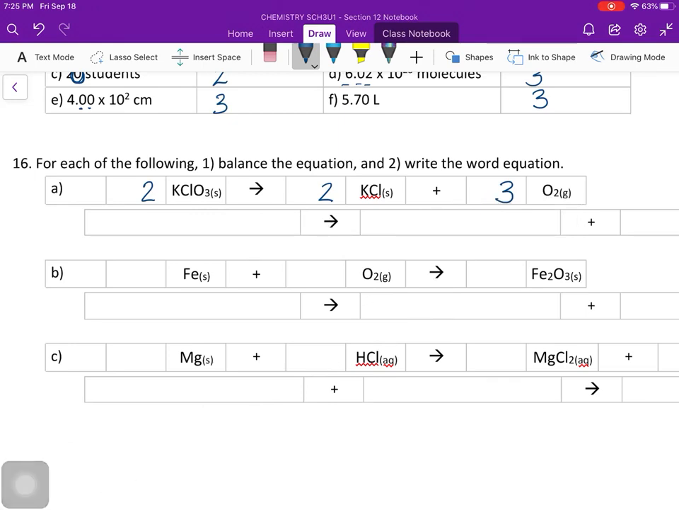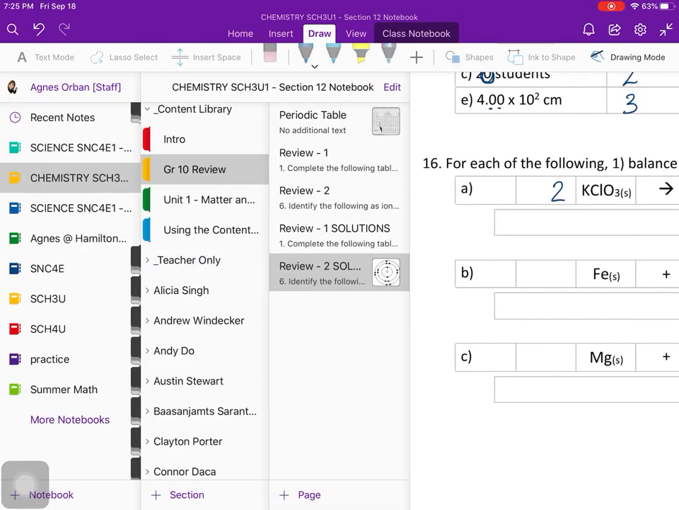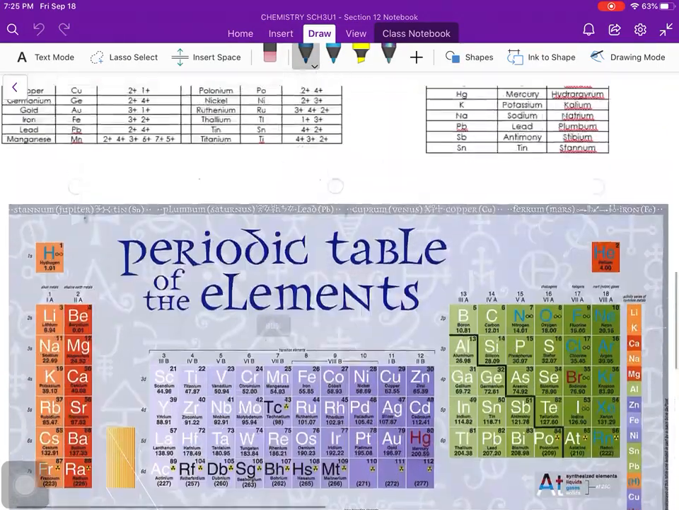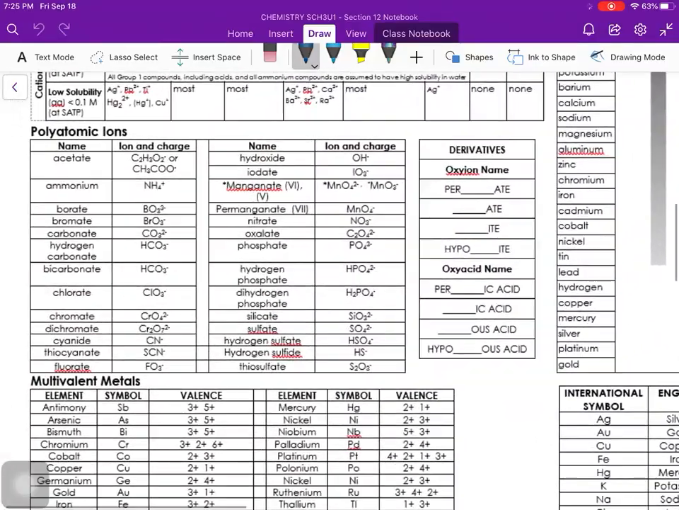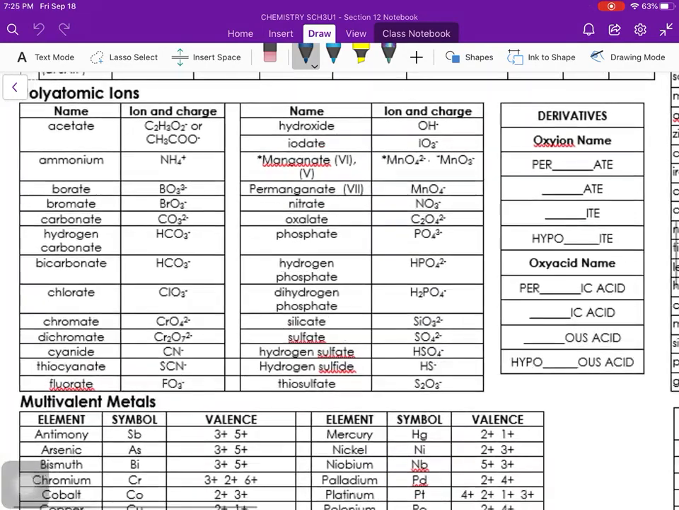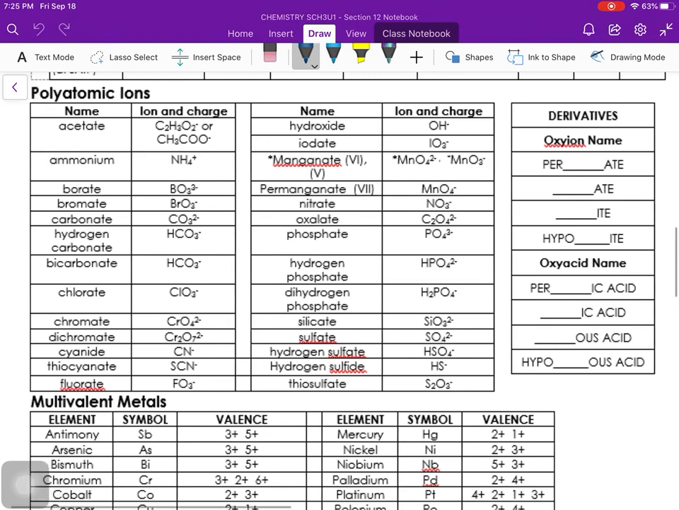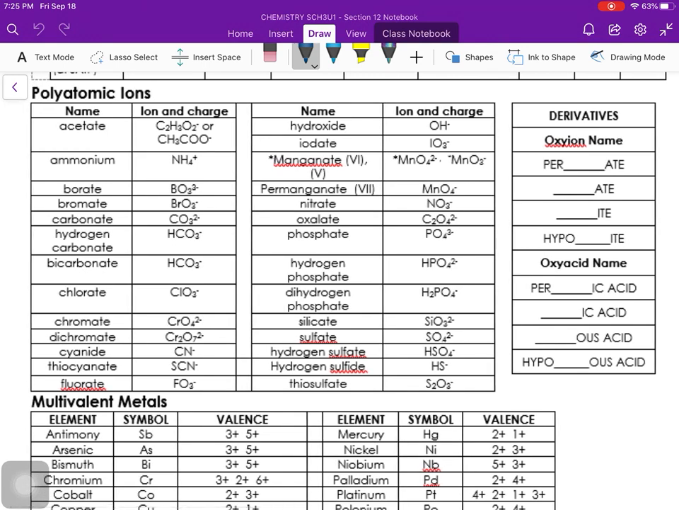Naming the chlorate, you quite possibly don't know how to name yet. This is found in your periodic table. We have this section called My Best Friends, and these are all going to be very helpful to you. You always get these in 3U and 4U on any assessment, including exams. So polyatomic ions you probably went over in grade 10. We will be going over them again next week or the week after. Poly meaning more than one type of atom that band together as a unit and work as an ion.